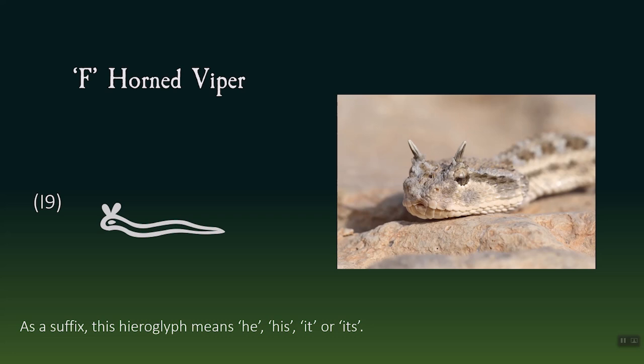And it's important to mention that if you see this hieroglyph at the end of a word, that's to say as a suffix, then it means he, his, it, or its. This is something that'll be a little more significant later on. But for now, it's worth marking down. So this is generally seen as the hieroglyph that will represent he, his, or its.